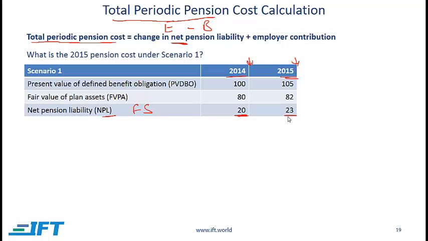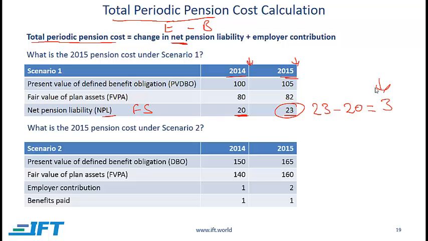Here we are assuming that the employer contribution is 0. So the total periodic pension cost is the ending value 23 minus 20, which is equal to 3. So the total periodic pension cost is 3. Here is another scenario where we've not been given the funded status. So we need to calculate the pension obligation at the start of the year.